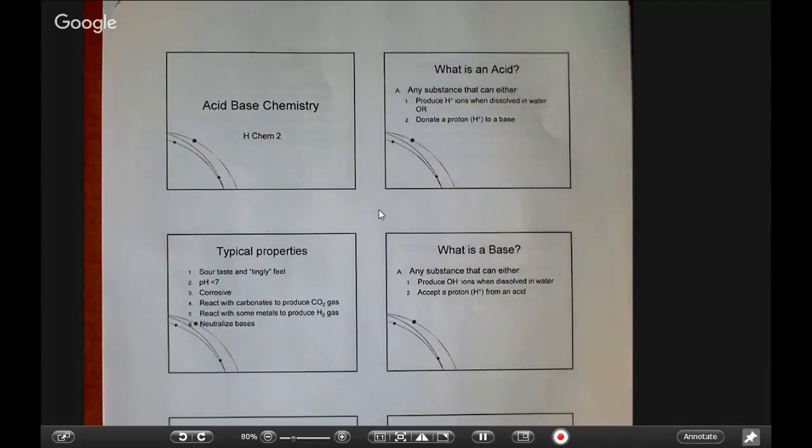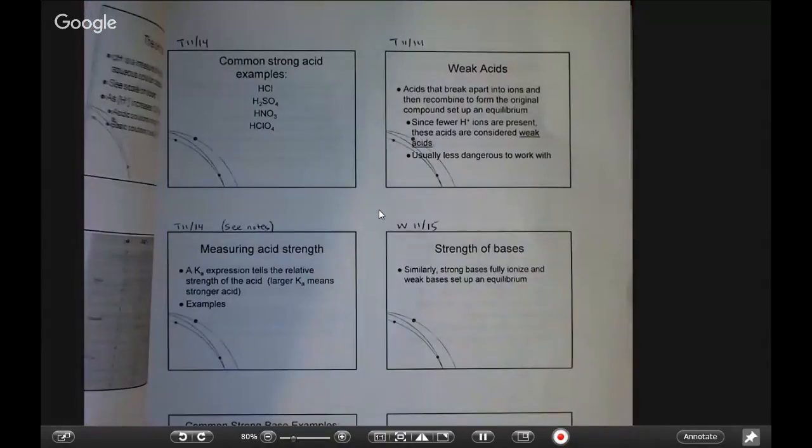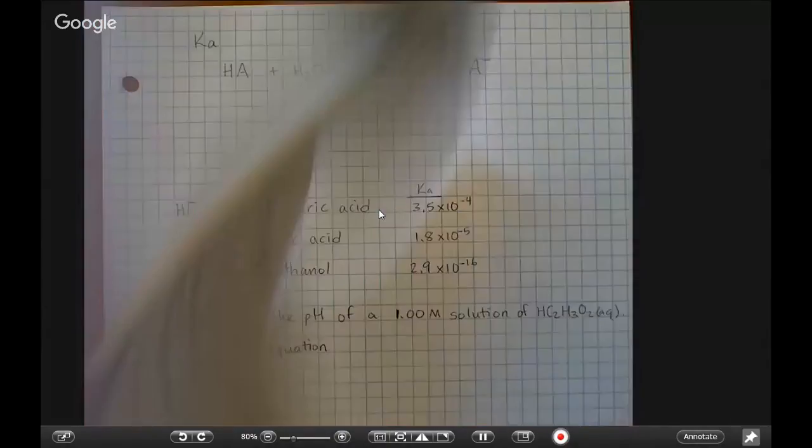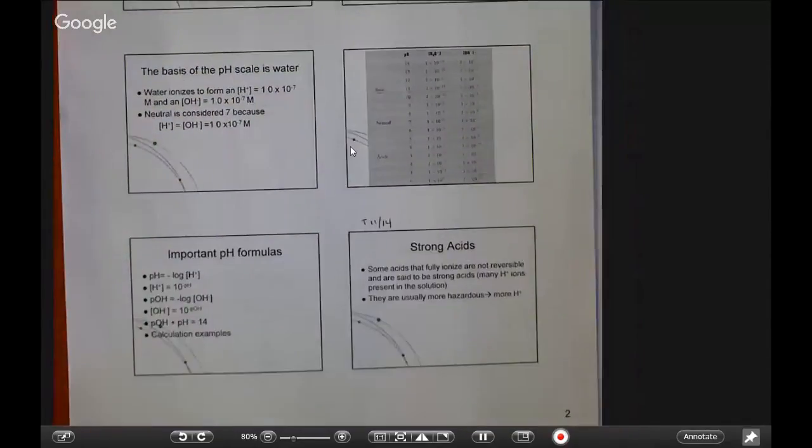You have your quiz on Thursday. I'm not going to go back over all of this because I think you guys should be pretty well on your way with it. But I do want to go ahead and get started right at strong acids.